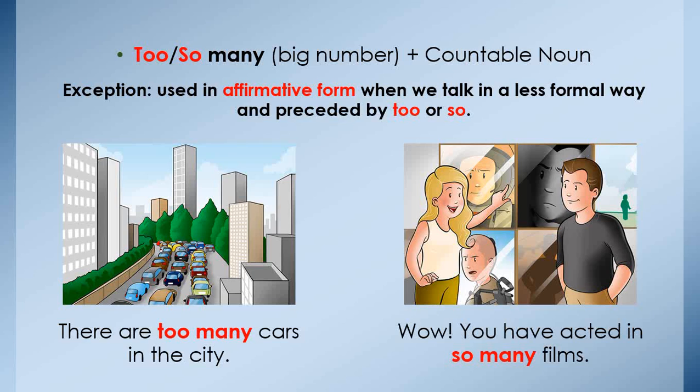We have an exception when we are using many. This exception is used in affirmative form when we talk in a less formal way and when many is preceded by too or so. Let's look at the examples. There are too many cars in the city. Wow, you have acted in so many films.